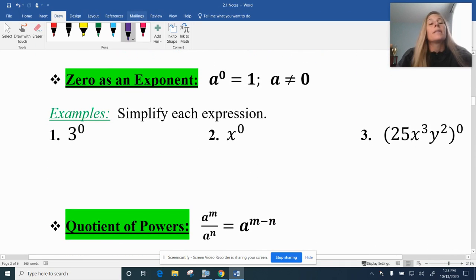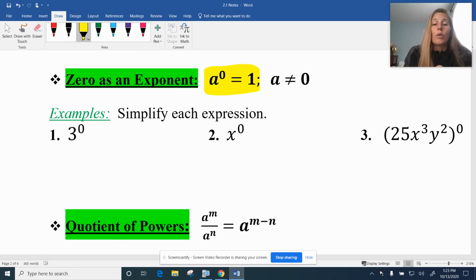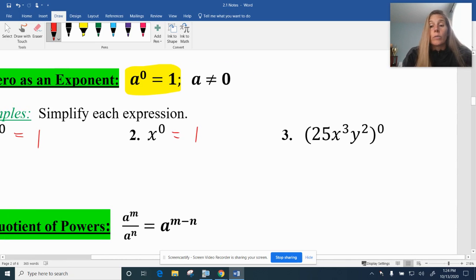Okay, then 0 as an exponent, something that you just want to remember: anything raised to the 0 power is simply equal to 1. So you can just remember that. It doesn't matter if it's a number like 3 raised to 0, that would be 1. A variable like x raised to 0, that would be 1. A whole bunch of terms all inside those parentheses raised to 0, that would all equal 1 as well.